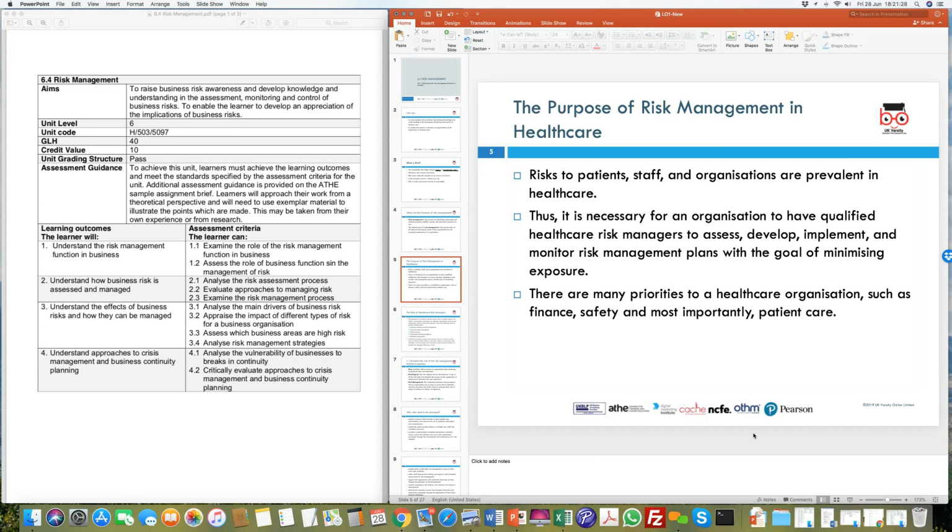Now, the priority from an NHS point of view is to minimize risk in terms of delivering the best possible patient care. And when we look at that, they look at other, smaller risks which could compromise the patient care being given, and that could be finances.